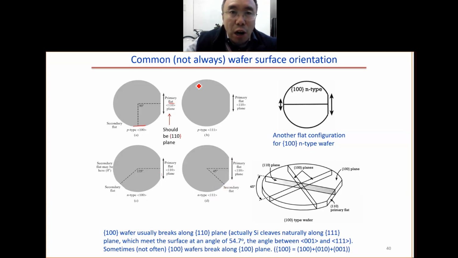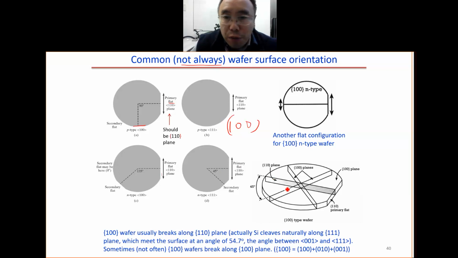But this is not always the case. Nowadays, even a 100 wafer often has only one flat, because this is easier to make. You make only one flat.